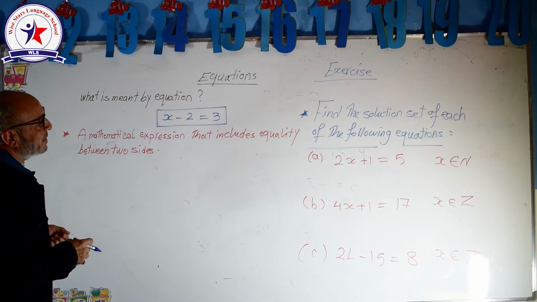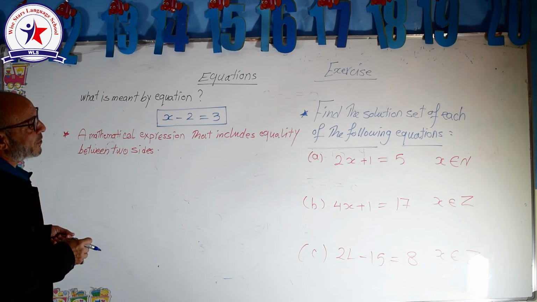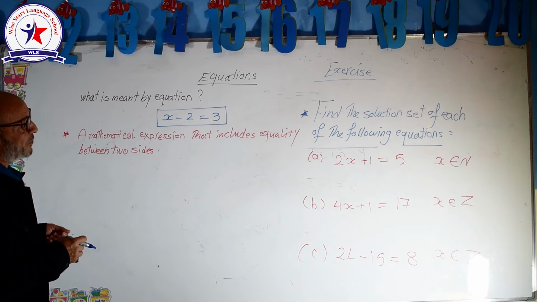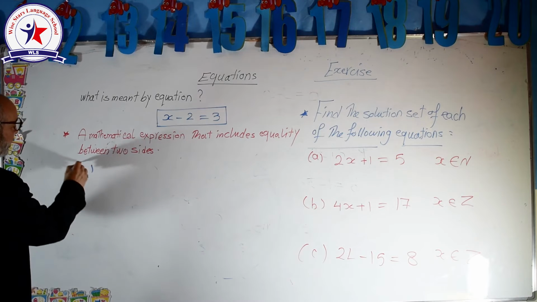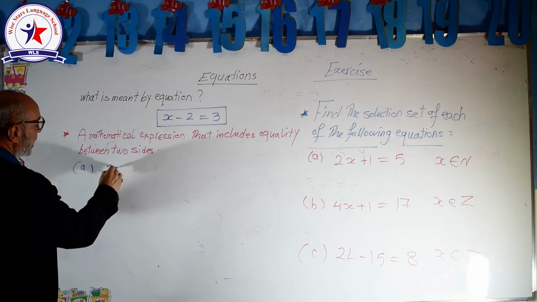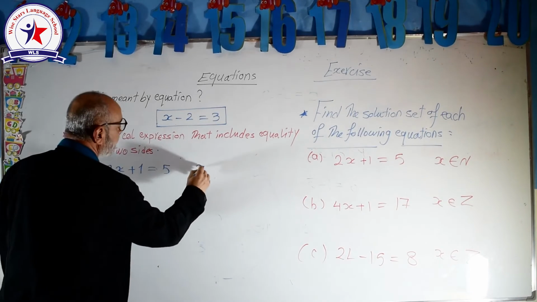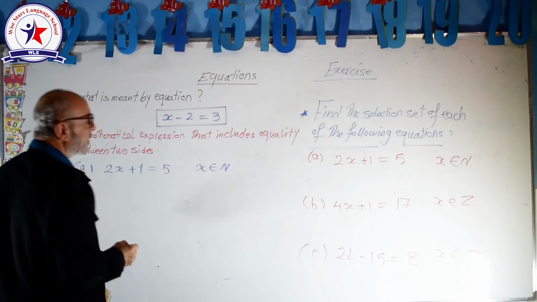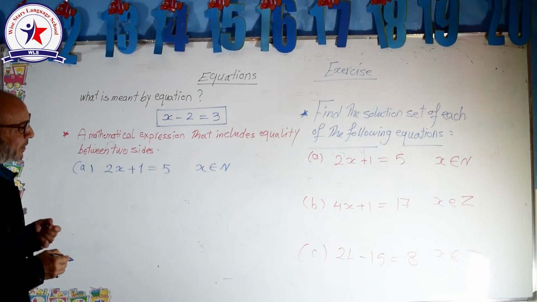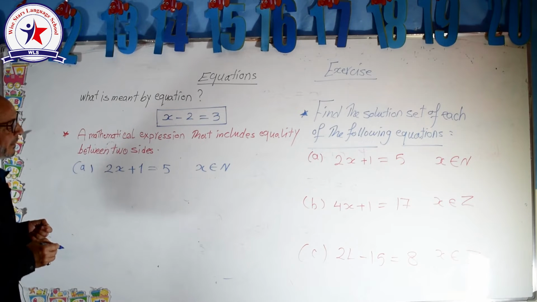Guys, this is an exercise. Find the solution set of each of the following equations. Number 8: 2x plus 1 equals 5, where x belongs to N. Can you tell me what it means, x belongs to N? Yes, correct. N means the natural numbers: 0, 1, 2, 3, 4, 5, and so on.